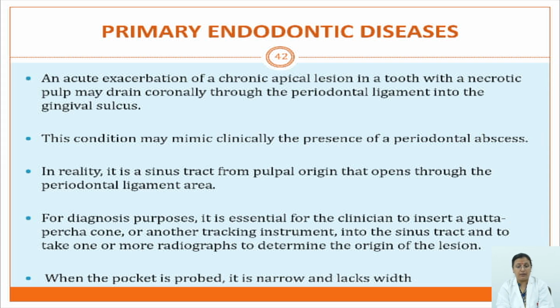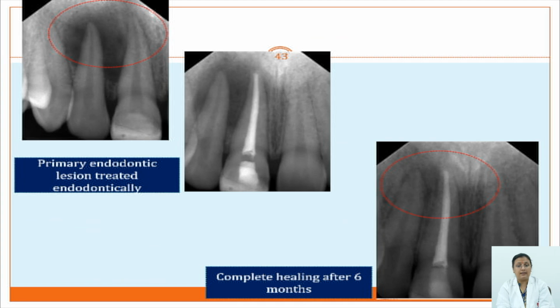For diagnostic purposes, the clinician inserts a gutta-percha point, tracks it with the instrument into the sinus tract, and a radiograph is taken to determine the origin of the lesion. When the pocket is probed, the pocket is narrow and lacks width. Thus, after treating it with only endodontic therapy, or root canal therapy, the lesion heals. And complete healing can be seen after 6 months as seen in the radiograph.